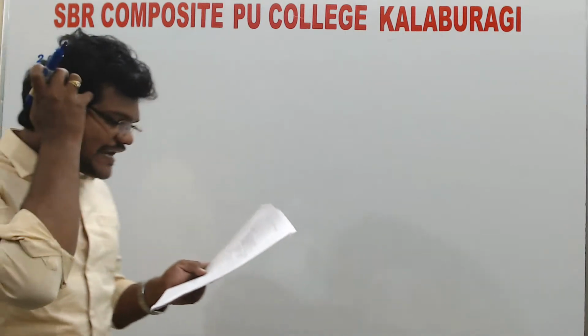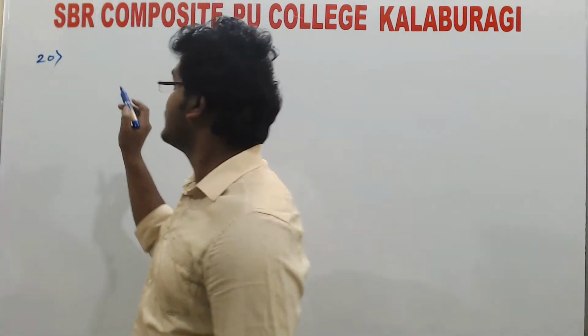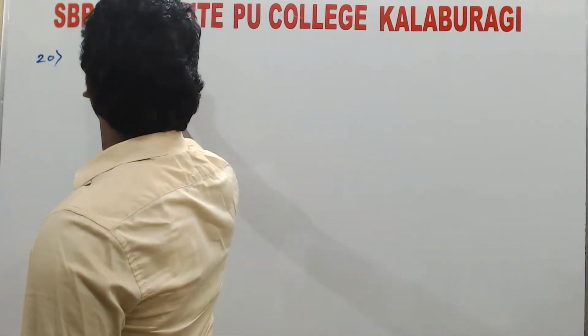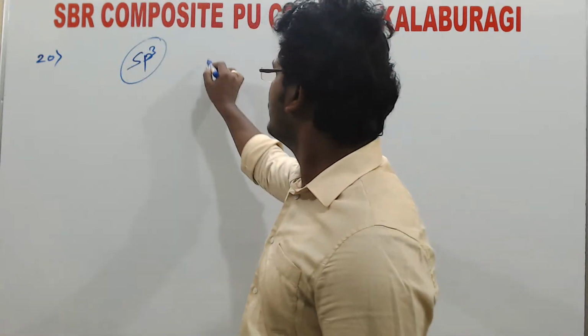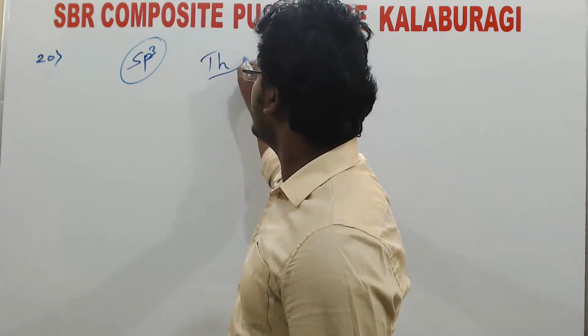In alkanes, the bond angle is the bond angle. They are asking about bond angle. In alkane, see, hybridization of carbon will be sp3. That means in alkanes, carbon hybridization will be sp3. If it is sp3, obviously the shape of the molecule will be tetrahedral.